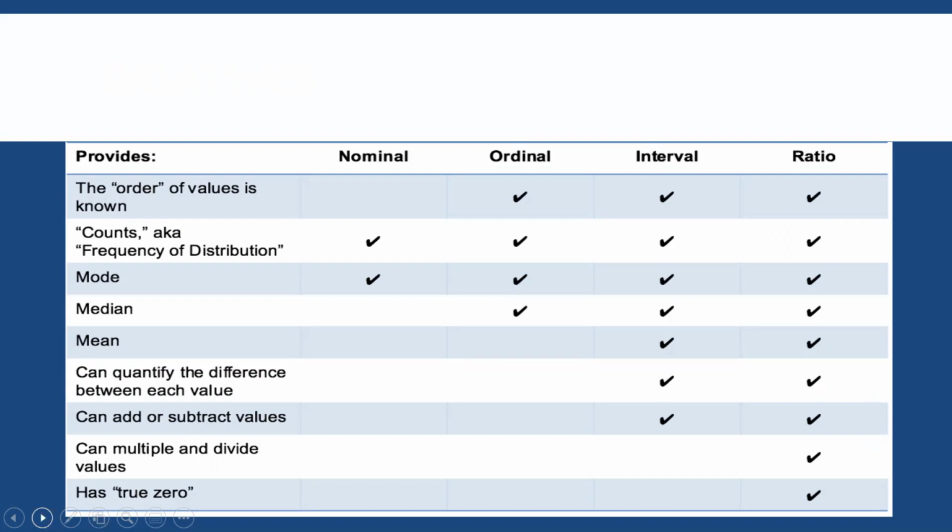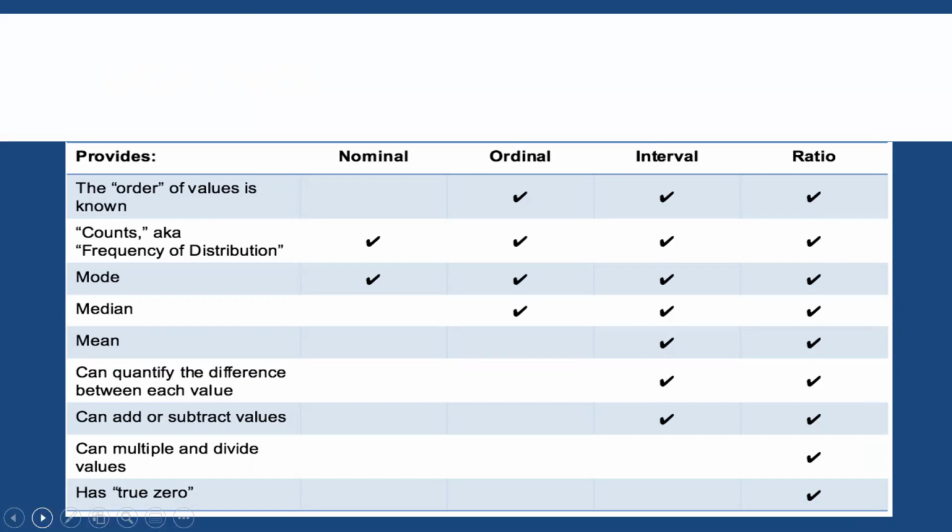Next, can add or subtract. The interval and ratio data can be added or subtracted. They can quantify the difference between each value. Yes, the interval and the ratio can quantify the difference between each value.